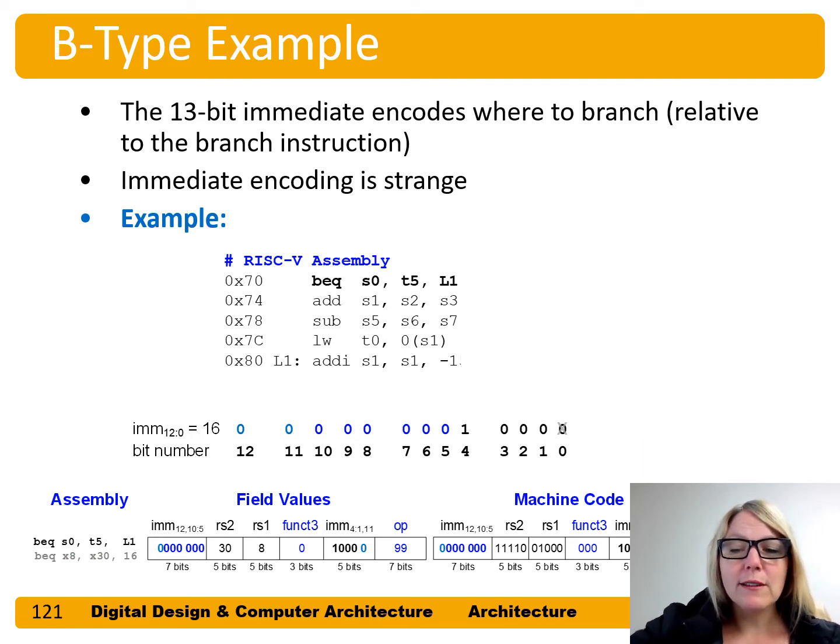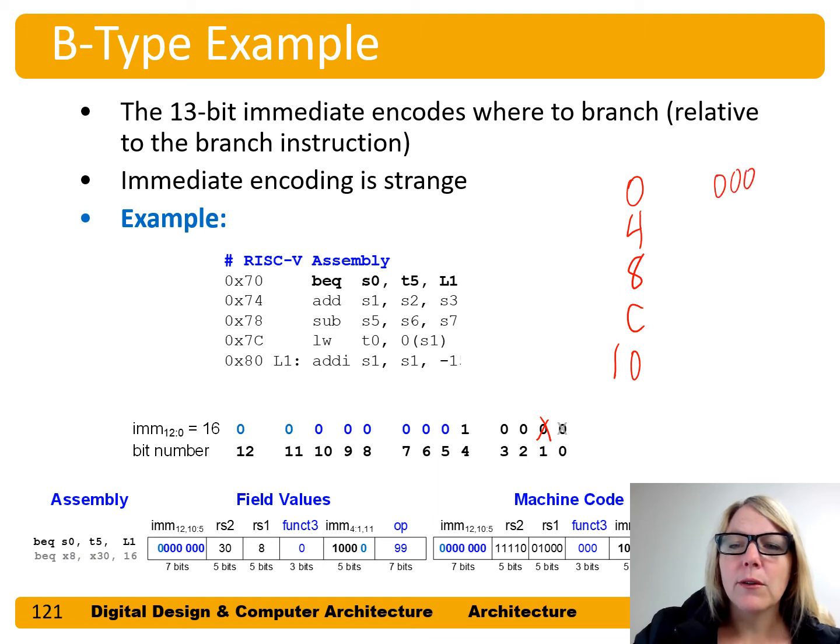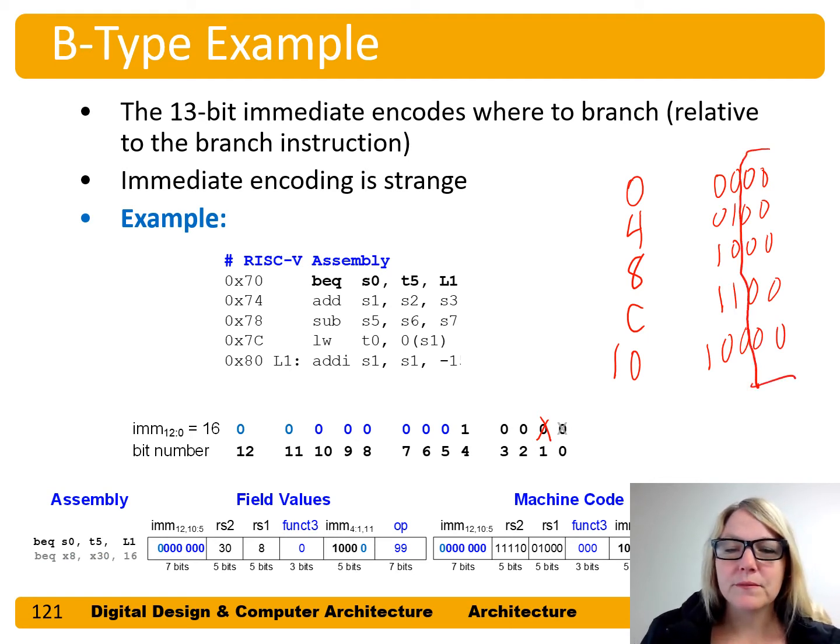But one thing we know is that we're going to branch a multiple of 4 past the current instruction because our instructions are 4 bytes, right? And so actually, we wouldn't need to encode either of those lower 2 bits, because we know they're going to be zeros. So if we have our instruction addresses 0, 4, 8, C, 10, they're all divisible by 4. So you'll notice all of these lower 2 bits are always 0.